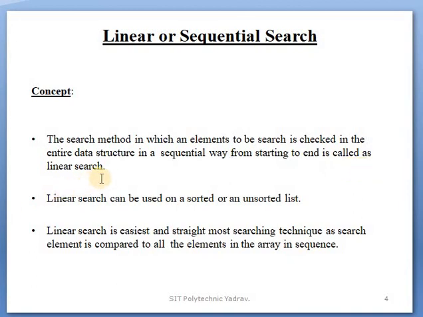What is the definition? The search method in which an element to be searched is checked in the entire data structure sequentially, means one by one from starting to end, is known as linear search. Next point: linear search can be used on a sorted or an unsorted list. Is that point clear? Linear search can be applied on a sorted or unsorted list, whatever.